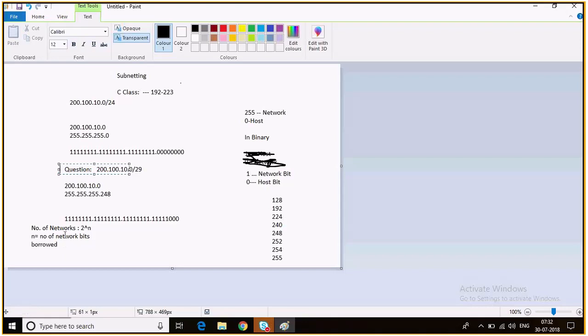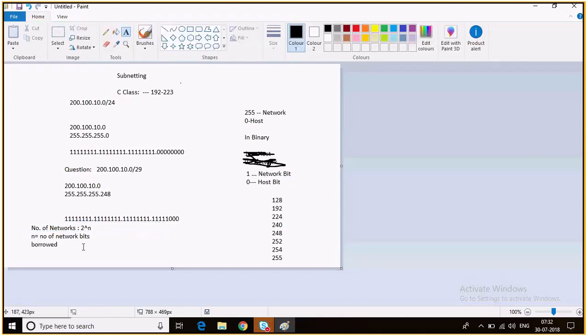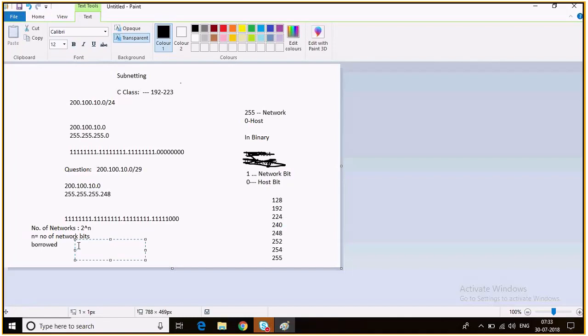So I'll write the number of networks. My first question which I'm trying to figure out here is what is the number of networks I have. So the answer to that will be 2 raised to power 5 networks, which is 32. Okay. So we move on to the next question now, which is the number of hosts per subnet.